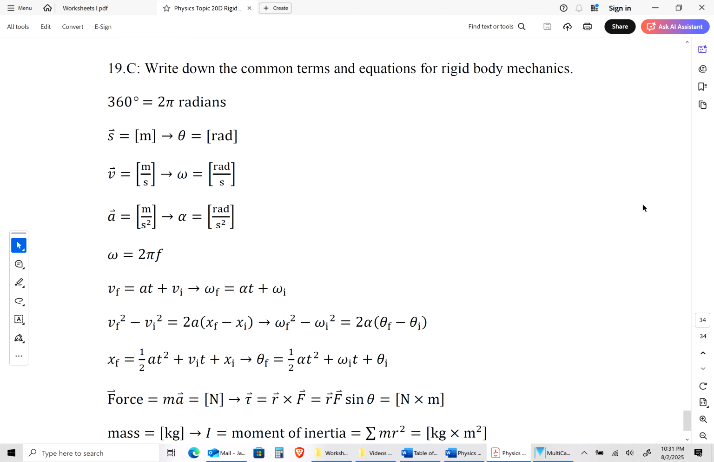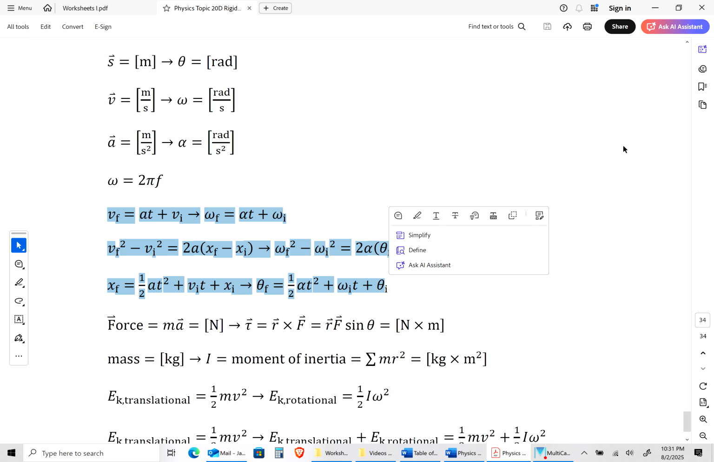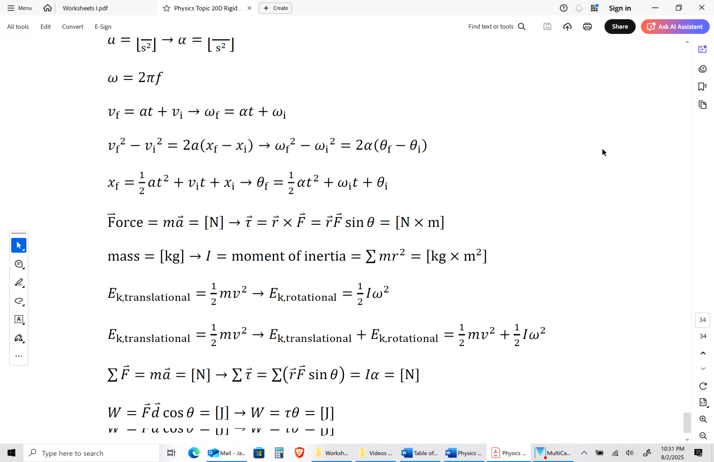Question 19, write down the common terms and equations for rigid body mechanics. So here we go. 360 degrees is 2 pi radians. These three equations convert SUVAT equations to rotational motion equations. Omega is 2 pi f. These are the SUVAT equations that have been converted to angular motion equations.